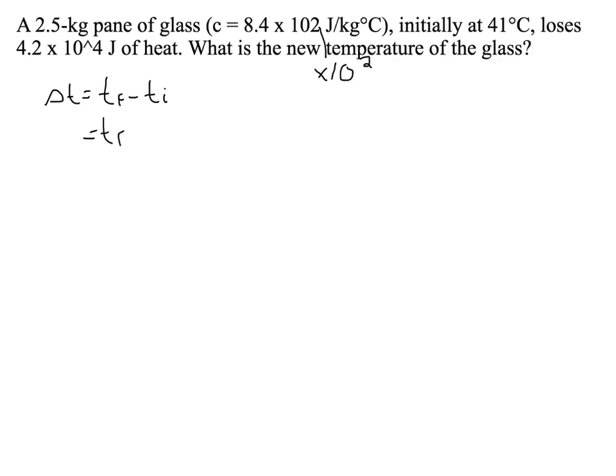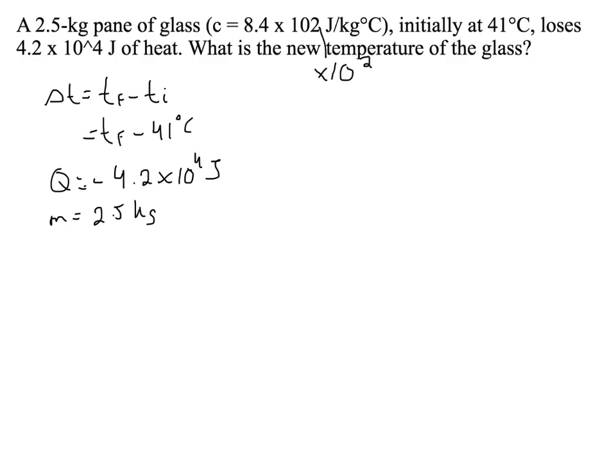TF is our question. TI is initially at 41 degrees Celsius. Okay, what else do we know? We know Q. Now it loses this heat, so we're going to get a negative number for our Q. Our Q is going to be negative 4.2 times 10 to the 4 joules. It loses heat, so the system has a negative Q value. We know mass is 2.5 kilograms, and we've already established T.